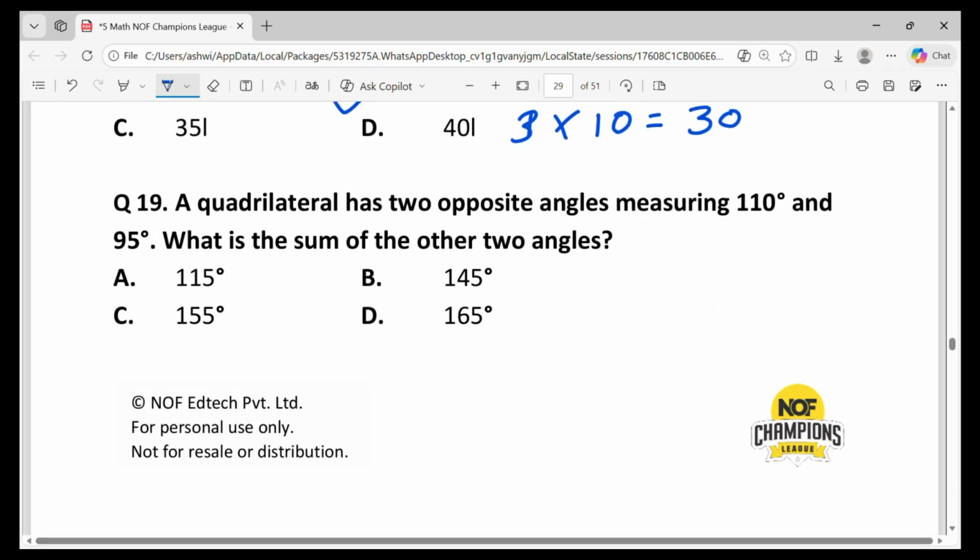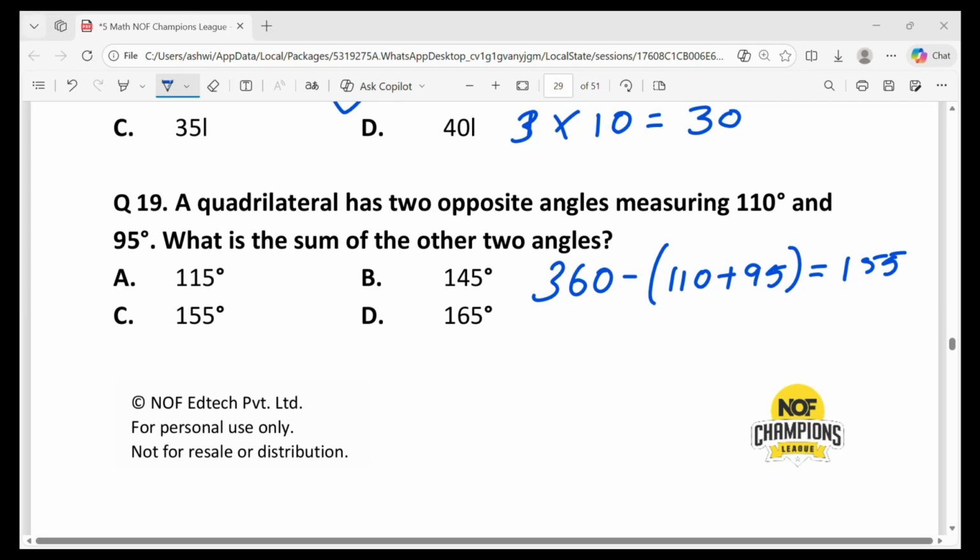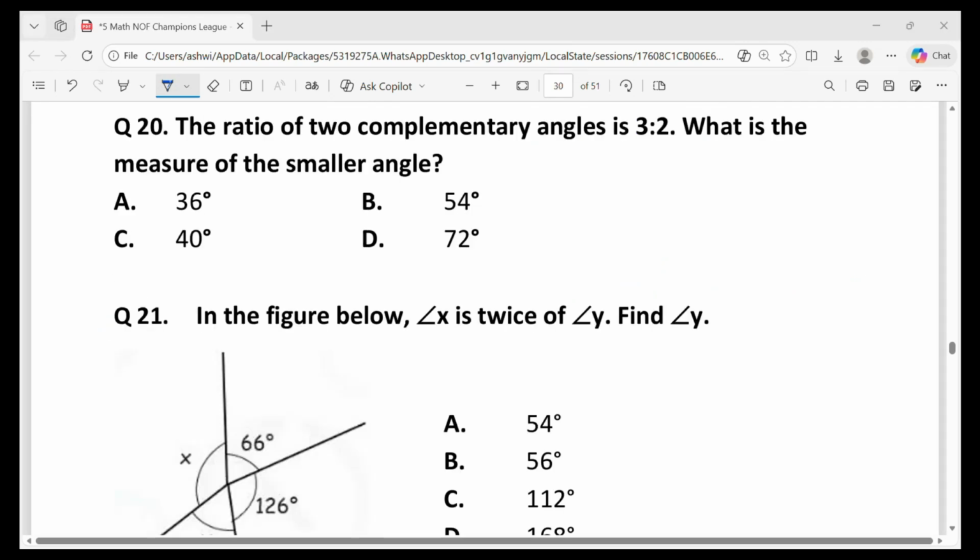Question 19. A quadrilateral has two opposite angles measuring 110 degrees and 95 degrees. What is the sum of the other two angles? The sum of all interior angles of any quadrilateral is 360 degrees. Subtracting the sum of the two known angles from the total, that is 360 minus 110 plus 95. That is equal to 155. That is option C.